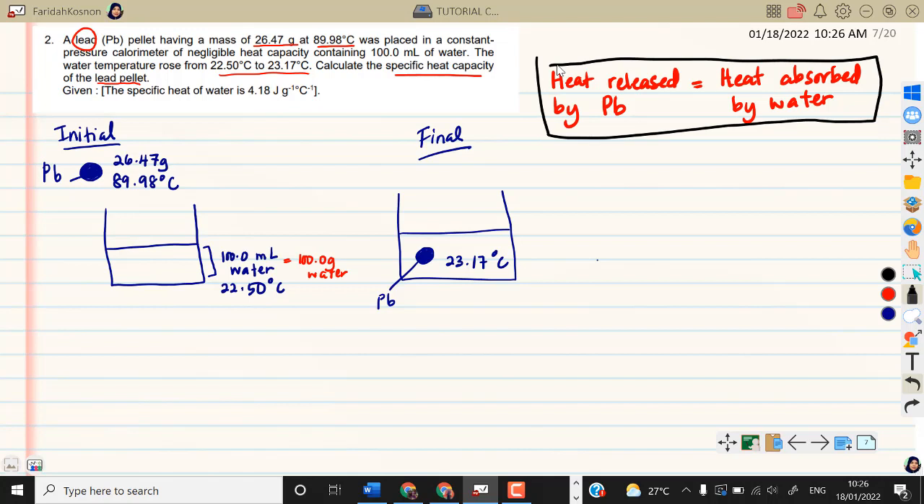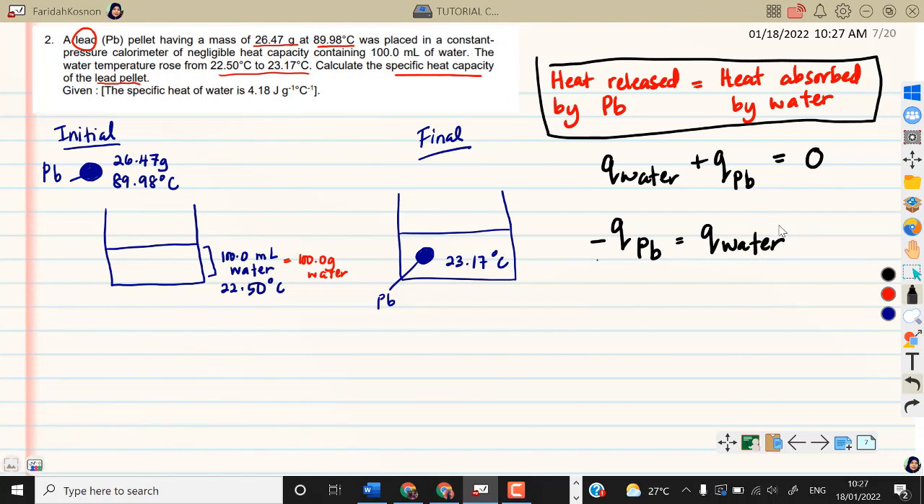Okay? So, sekarang kita nak kira specific heat capacity of lead pellet tu. Jadi, since kita anggap, Q water, maksudnya sistem itu ada heat from water, and heat from the lead pellet itself, and kita assume no heat enters or leaves the system, maksudnya kat sini zero. Jadi kita boleh tulis heat released by the lead pellet sama dengan, saya boleh letak negative kat sini. Heat released by the lead pellet equals to heat absorbed by water.